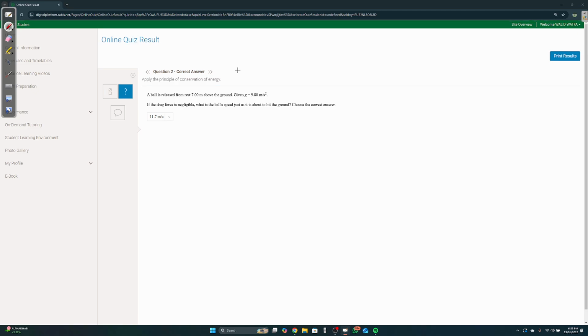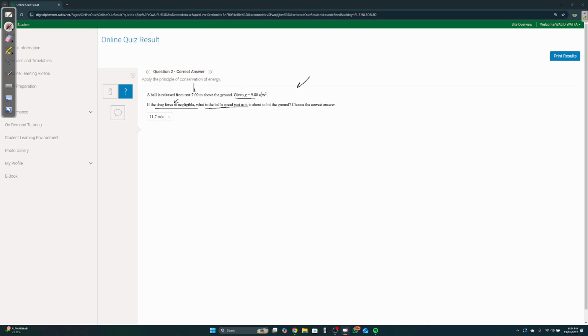Question 2. A ball is released from rest 7 meters above the ground, so they gave you height. They gave you g. They said drag force is negligible, so what's the ball speed as it's about to hit the ground? When you see that they're saying drag force is negligible, they're telling you there wasn't any energy lost, because drag force is like air resistance.